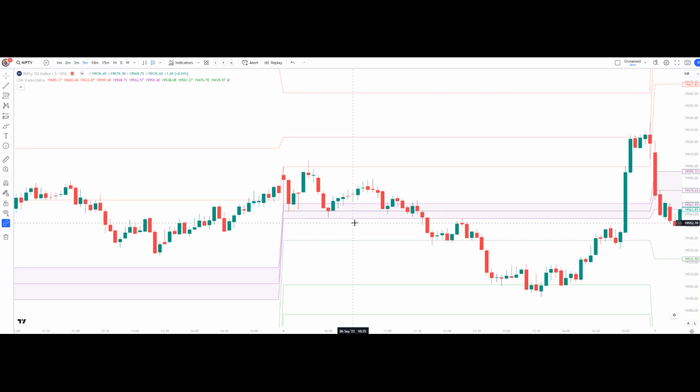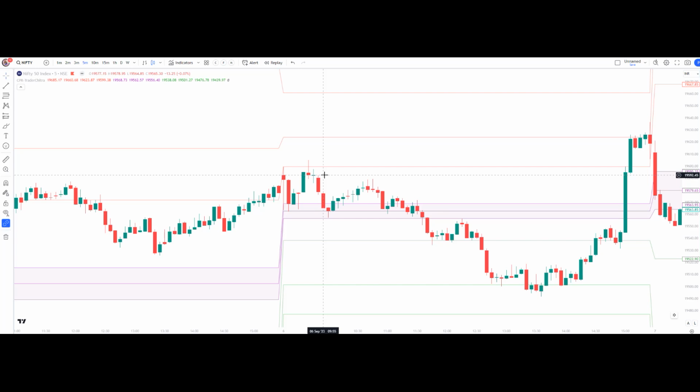So now we will see how we can enter into the trade if you are getting an R1 test fail, that is, if you are getting any red candle below R1. Above R1, if you are getting any green candle, as I told you before in scenario number 1, we can enter into the long trade.